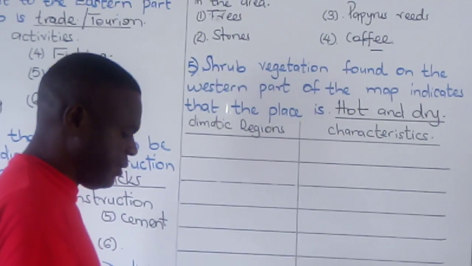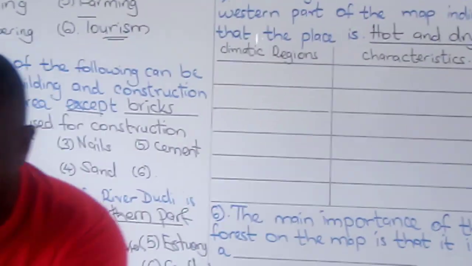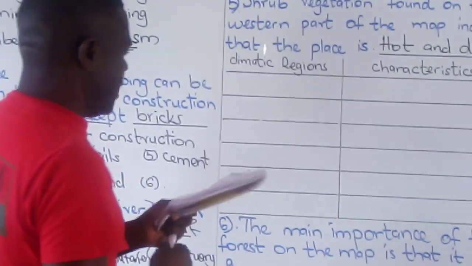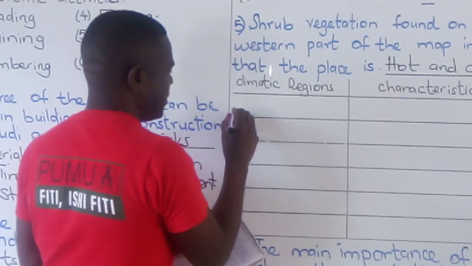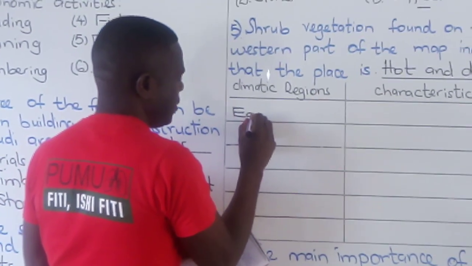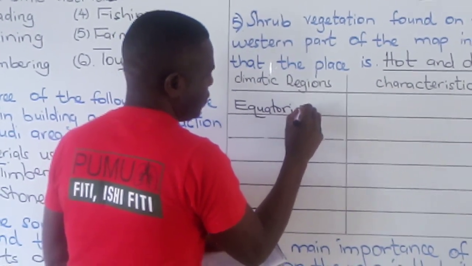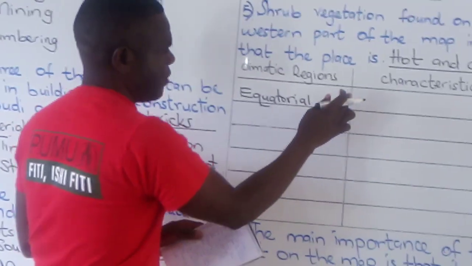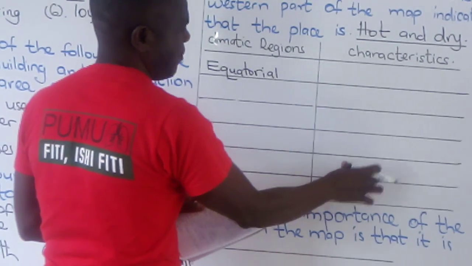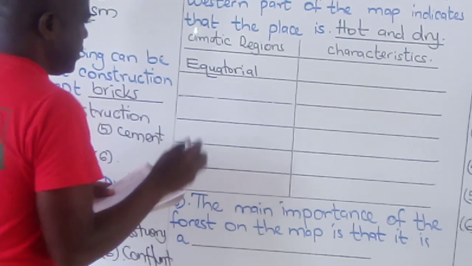The climatic regions of Eastern Africa. And I found we could be having the equatorial climate. I want you to do some assignment for me. You write the characteristics of these climatic regions. I want to list down. Number 2, there is the tropical climate.